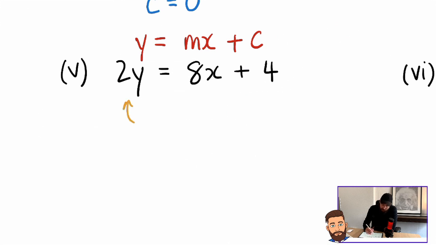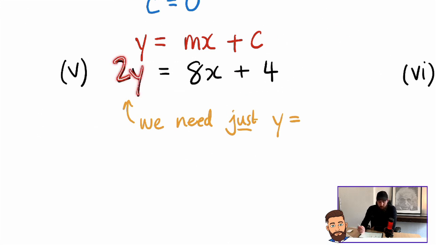This 2y, we need just y equals. How are we going to get rid of that 2? Well, think of solving an equation. How would you solve an equation? How would you get rid of a 2y? How would you rearrange to make it the subject? To get rid of a 2 times y, you would divide by 2.